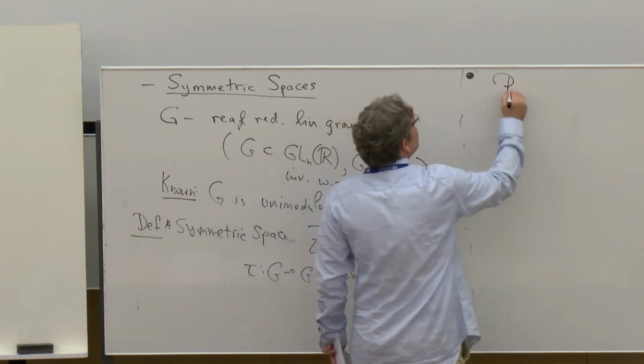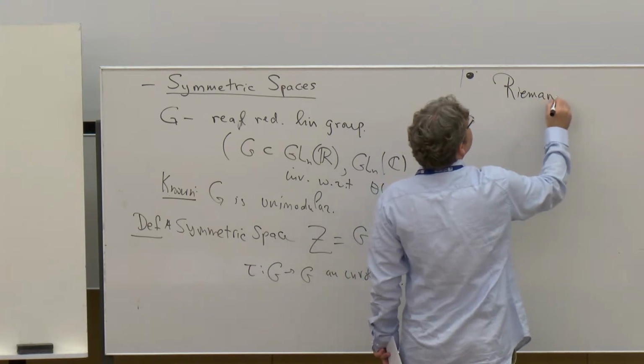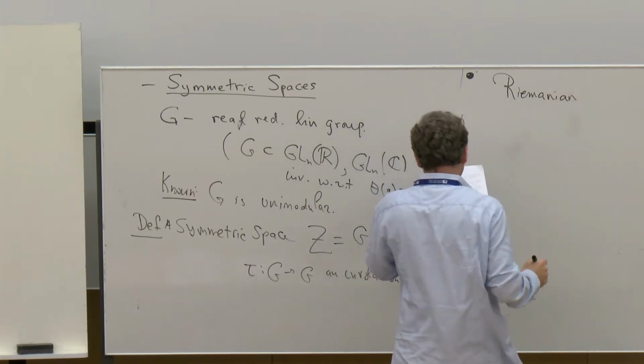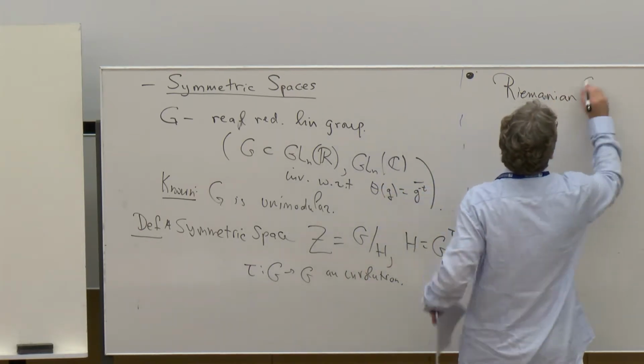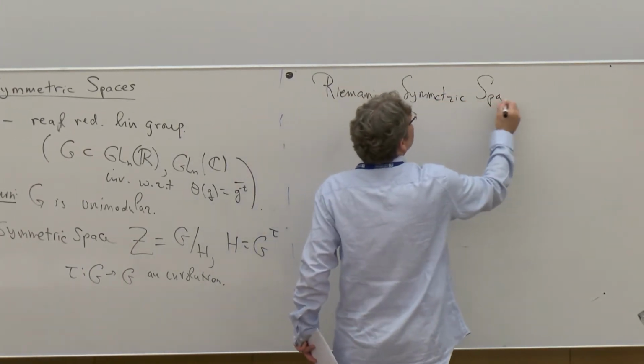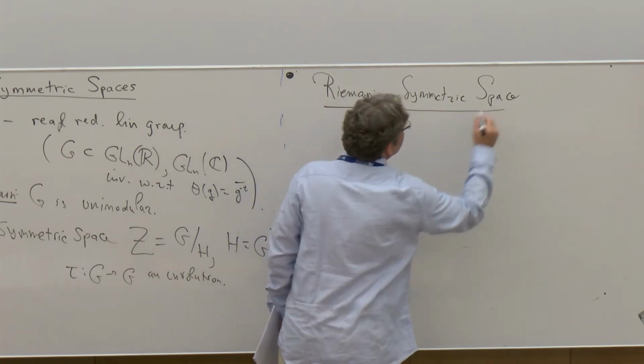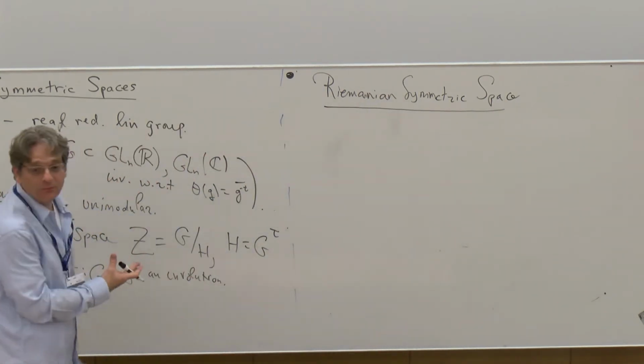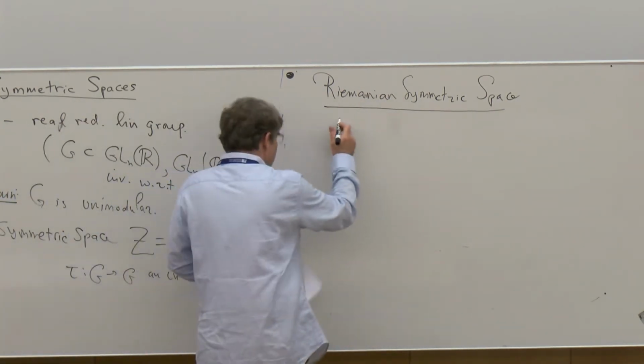We have the Riemannian ones. Riemannian, I think I'm missing an N. Yeah, Riemannian symmetric spaces. So grosso modo, these correspond to the case that H is compact.